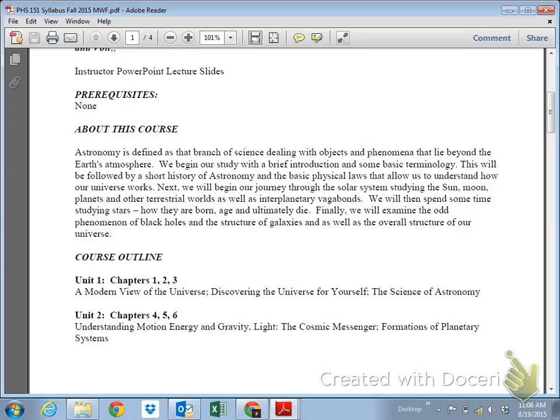Unit 2, which is chapters 4, 5, and 6. If you look in your textbook, you'll see that actually chapters 4 and 5 are kind of heavy in the science. So Unit 2, we'll try to kind of keep it light, no pun intended, but it will seem to get a little heavy.